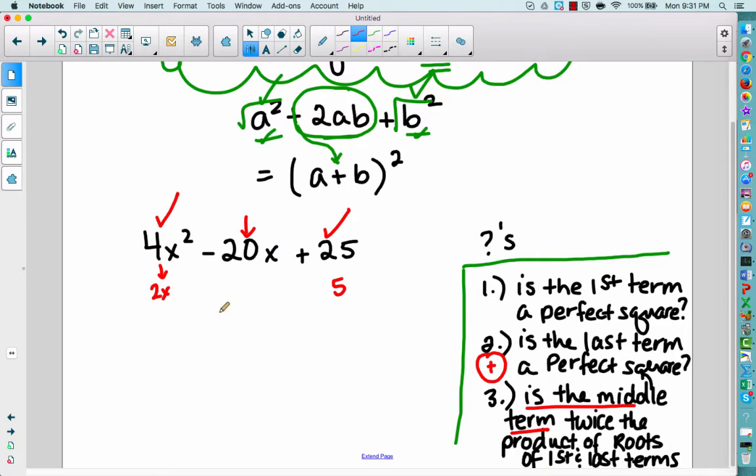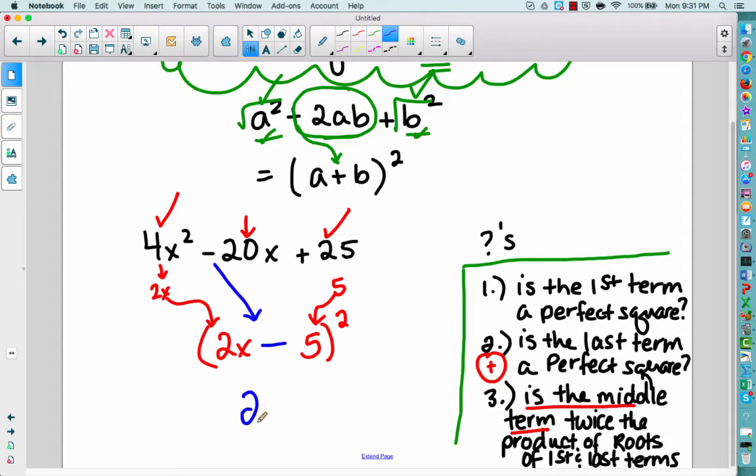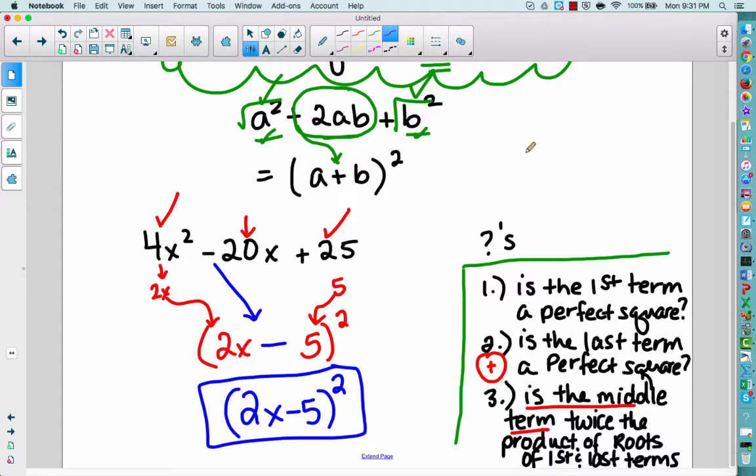So it is a perfect square trinomial. So I know my answer is going to be a binomial squared. It's going to be the square root of the first term, which is 2x, the square root of the last term, which is 5, and the sign of the middle term. So 2x minus 5 quantity squared would be my answer, because it is a perfect square trinomial.